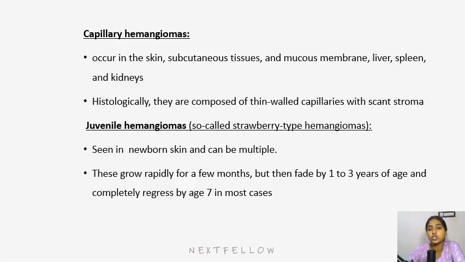Capillary hemangioma usually occurs in skin, subcutaneous tissue and mucous membrane, as well as in visceral organs like liver, spleen and kidney. Histologically, they may be composed of thin walled capillaries with scanty stroma. Juvenile hemangioma is also called strawberry type hemangioma, seen in newborns, and it can be multiple. They can grow rapidly within a few months, but complete regression can usually be seen by the age of 7.